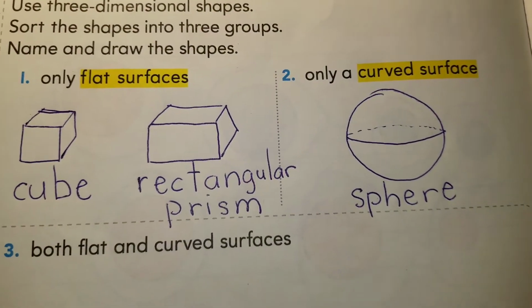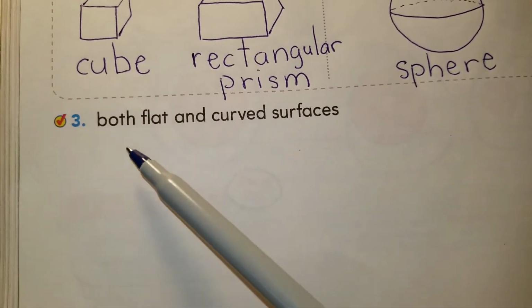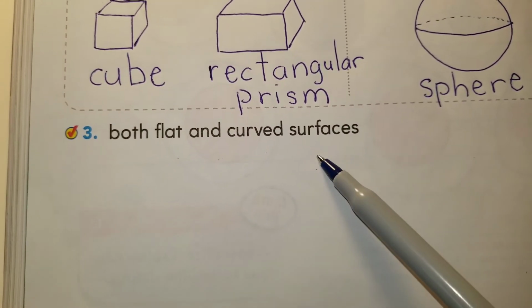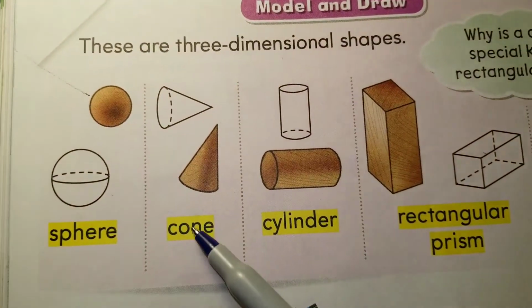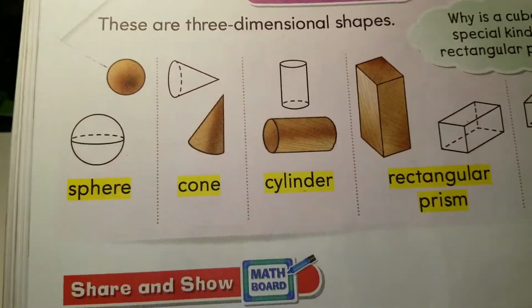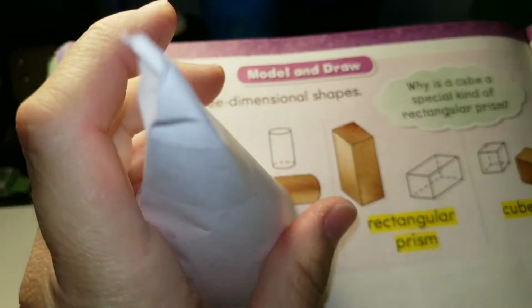And I just label it for you. Alright, so let's go ahead and do the last one. Both flat and curved surfaces. And here we have them. It's these 2. The cone and the cylinder. They have both flat, as you can see at the bottom. This one has a flat and also a curved surface.